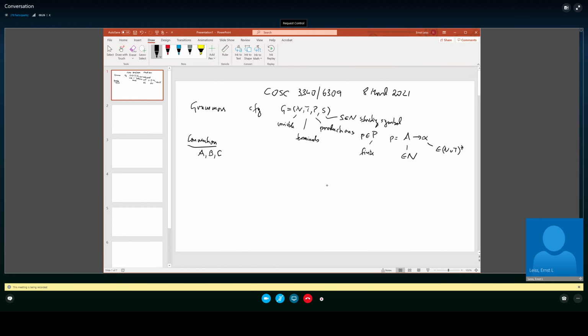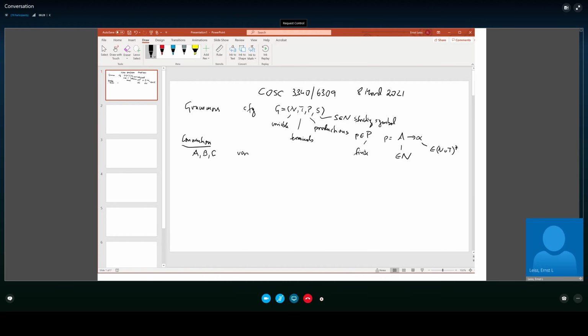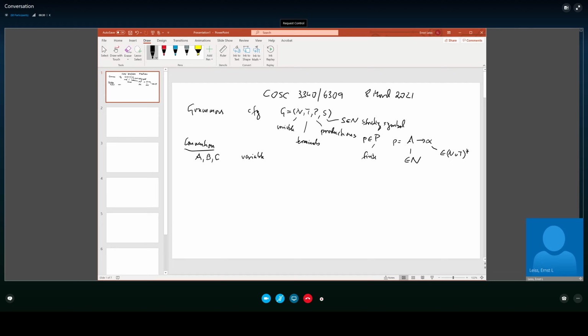Lowercase letters from the beginning of the alphabet are variables. Lowercase letters from the beginning of the alphabet are terminals. Lowercase letters from the end of the alphabet are words over the terminals.